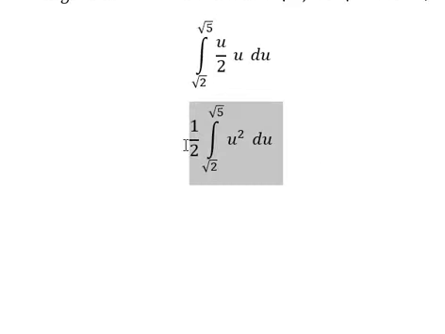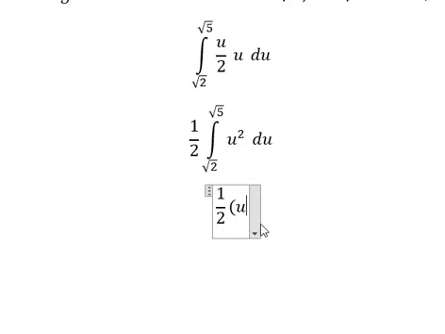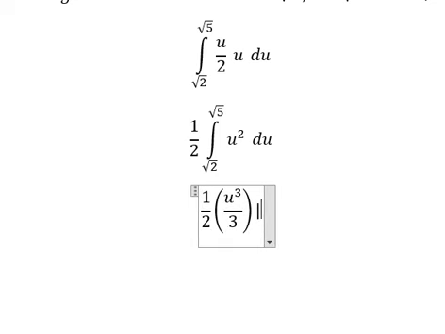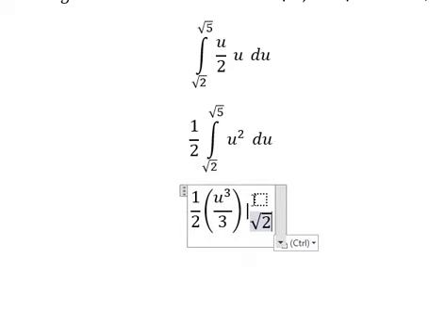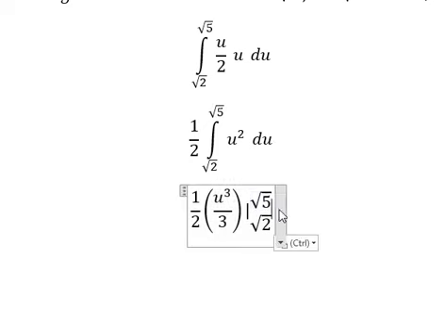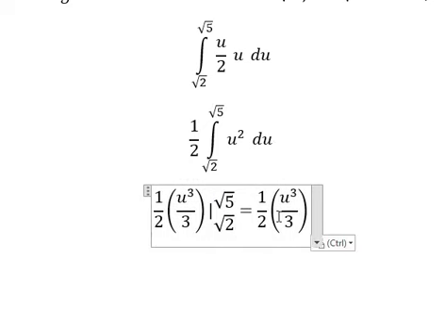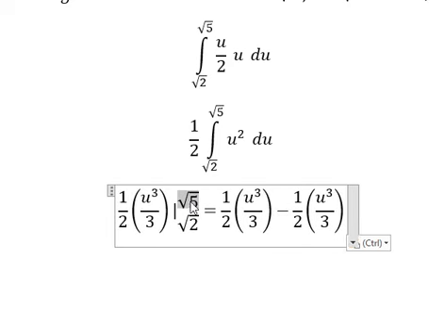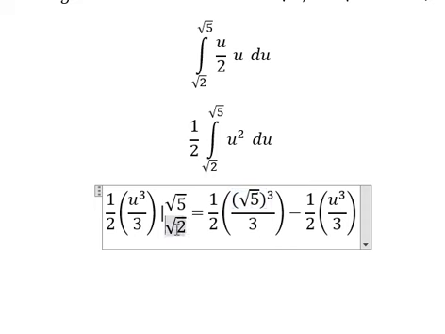The integration of u squared is u to the power of 3 over 3. And then we put the bounds. So we have the square root of 2 in here, and the square root of 5 in here. So we have the final answer. So I will put this one in here, and this one in here.